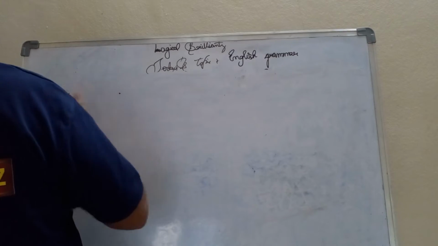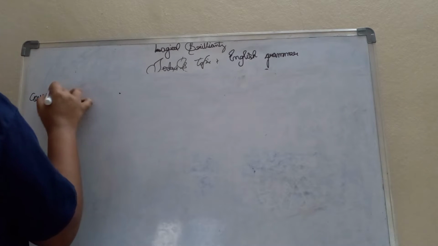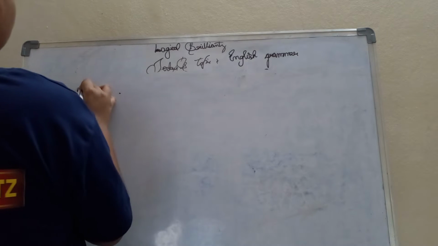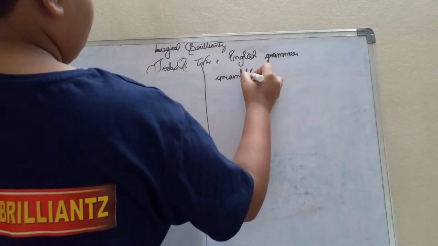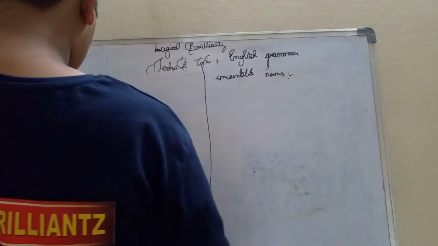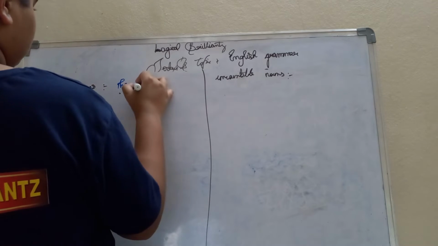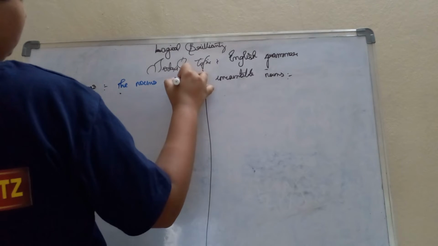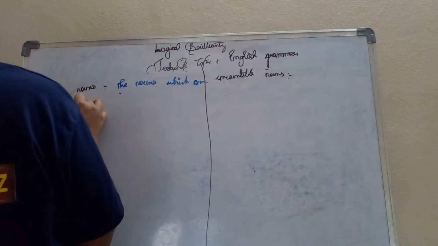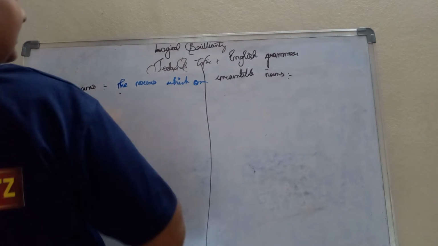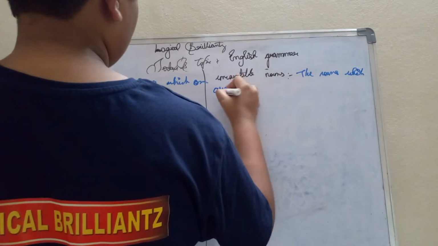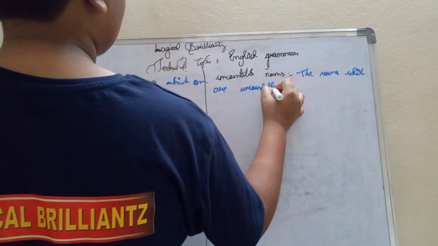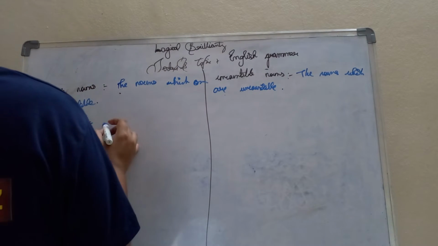Okay, there is no link between countable and uncountable, guys, like common and proper. Countable nouns. The nouns which can be counted. I'll read this definition. The nouns which are uncountable.